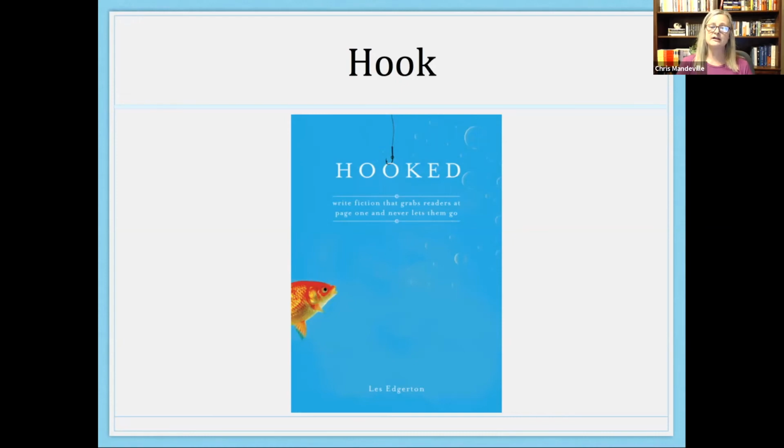The book pictured here is a great resource. It's called Hooked by Les Edgerton, and it's all about hooks. It's a terrific resource if you want to explore this key element a little further. Again, don't worry too much about the literary workings of it. Just trust your gut that you will know a hook when you see it.